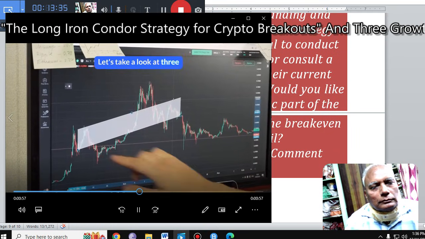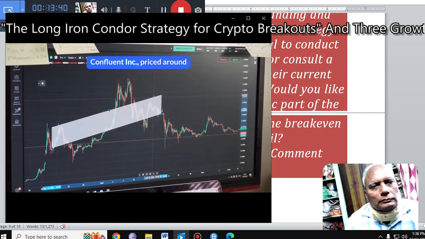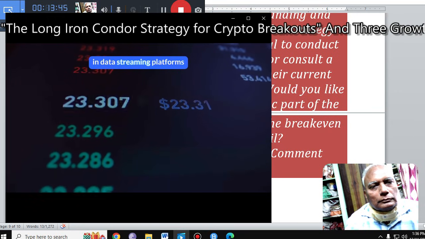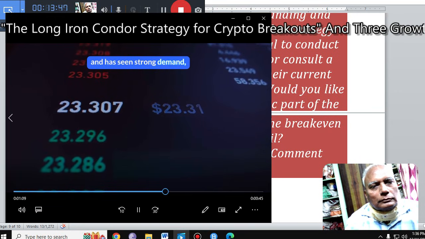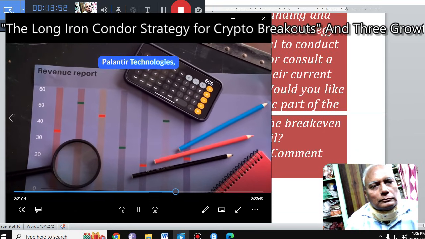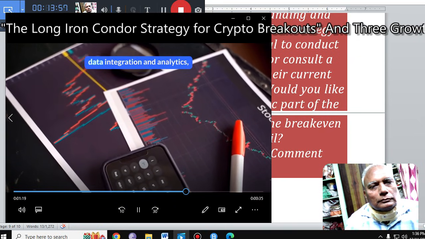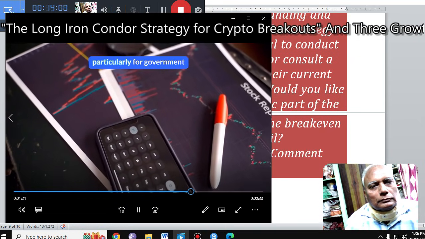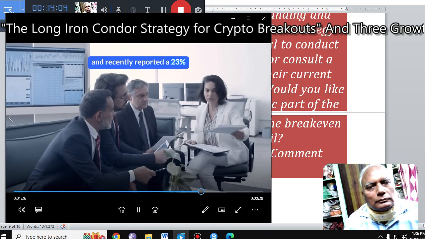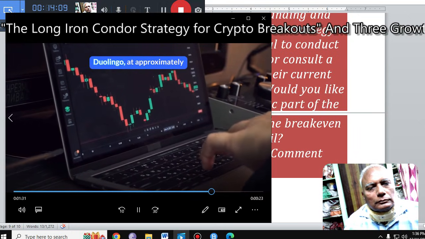Let's take a look at three promising growth stocks currently trading under $40. Confluent Inc., priced around $32 per share, specializes in data streaming platforms and has seen strong demand with a notable increase in high-value customers. Palantir Technologies, trading at $32.75, focuses on data integration and analytics, particularly for government and commercial clients, and recently reported a 23% year-over-year revenue increase in its government sector.